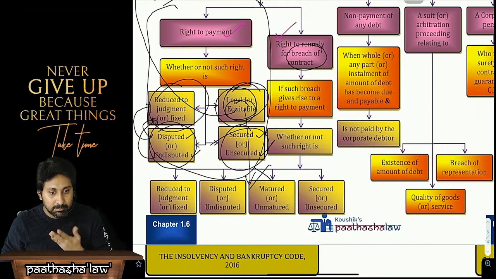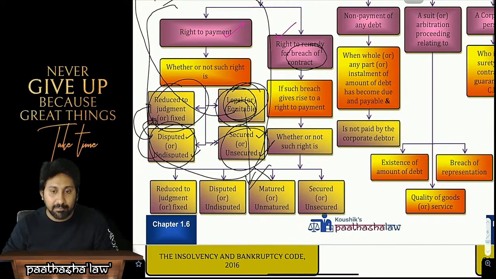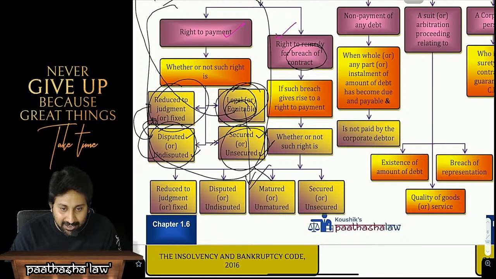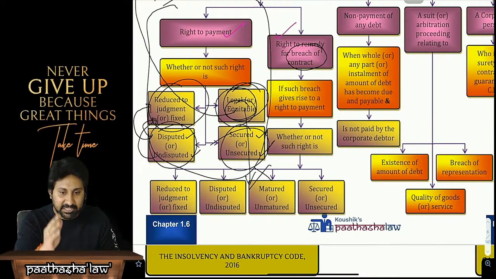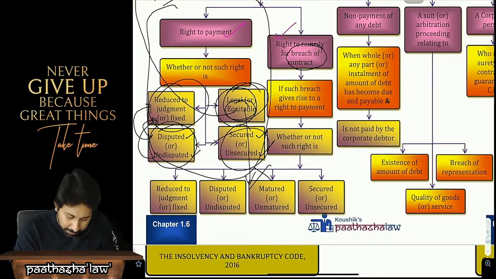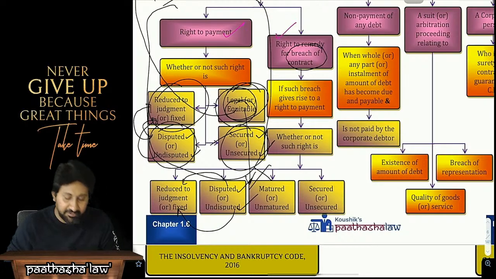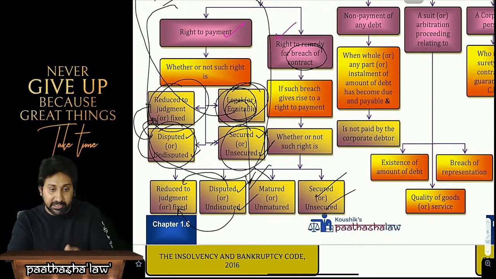Sir, matured and unmatured is not there in the right to payment, but here it came. What is going on then? Listen carefully. The point is, reduced to judgment or fixed is the same. Whenever breach comes, the matter in breach is always disputed. Sometimes it may be undisputed. If it is disputed, reduced to judgment. Undisputed, it will be fixed. Secured or unsecured debt, on that there is a breach.